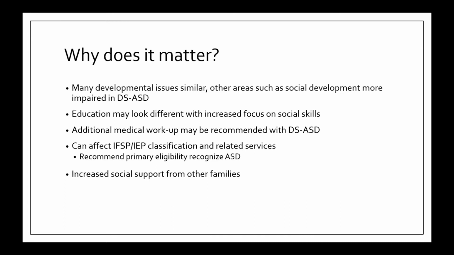So with autism, since we know one of the core features is social functioning or social interaction, we may target some of our interventions to address those skill deficits or skill weaknesses. So maybe the focus of speech therapy or IEP services shifts a little bit to have more focus on that social piece. There may be additional medical workup that's recommended within this context, and there may be increased social support available. I can't emphasize enough that it is helpful to connect with other families who also have a child with a dual diagnosis and to be able to share in that experience.